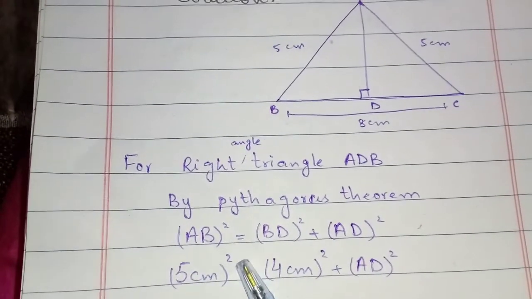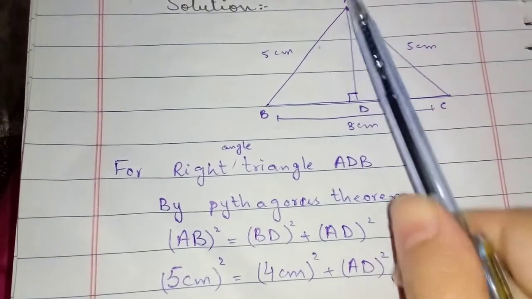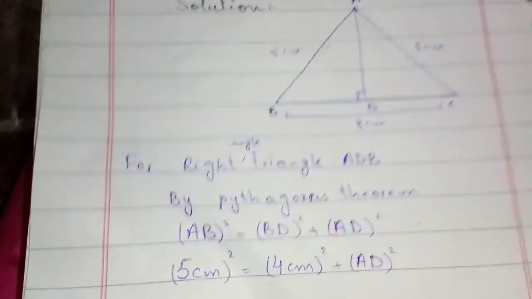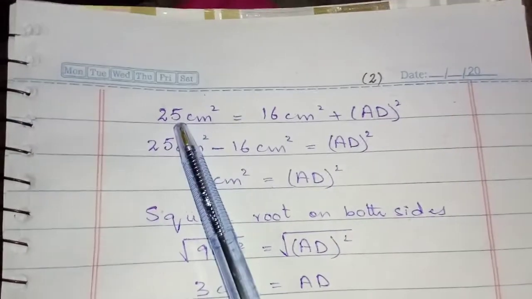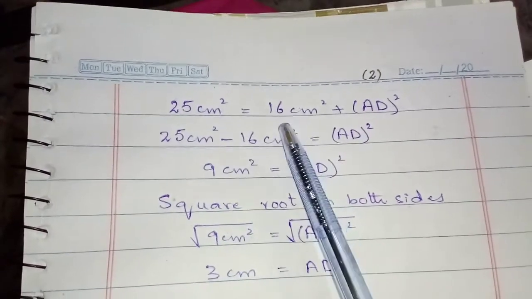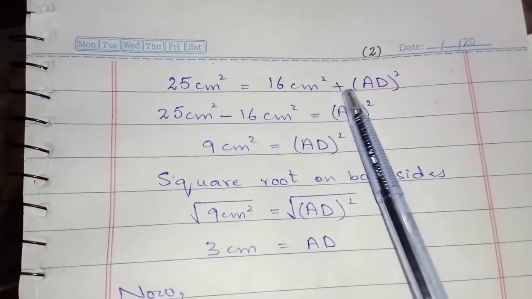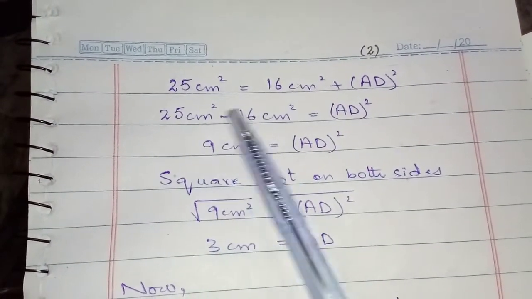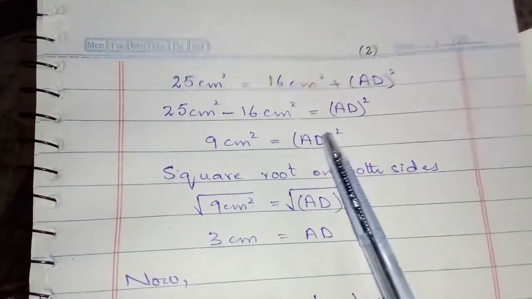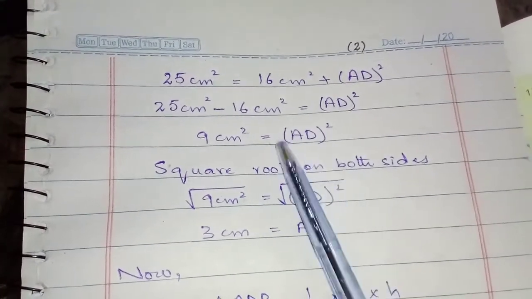So 5 centimeter whole square is equal to 4 centimeter square plus AD whole square. 5 square is equal to 25 centimeter square. 4 centimeter square is equal to 16 centimeter square plus AD whole square. 25 minus 16, that is equal to 9 centimeter square, is equal to AD whole square. We have to find the value of AD.